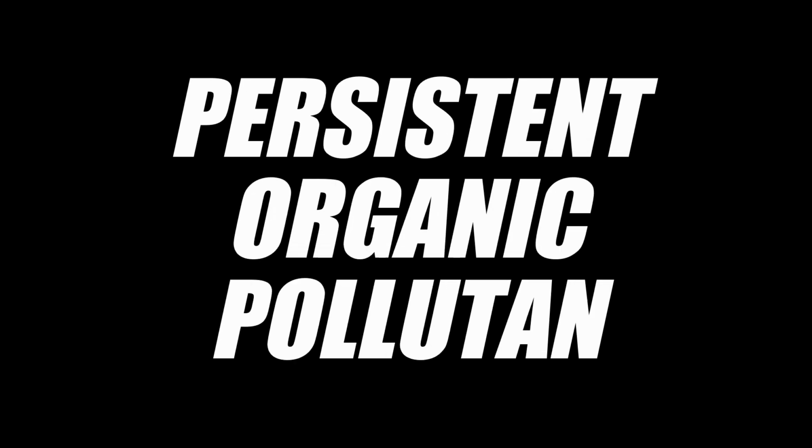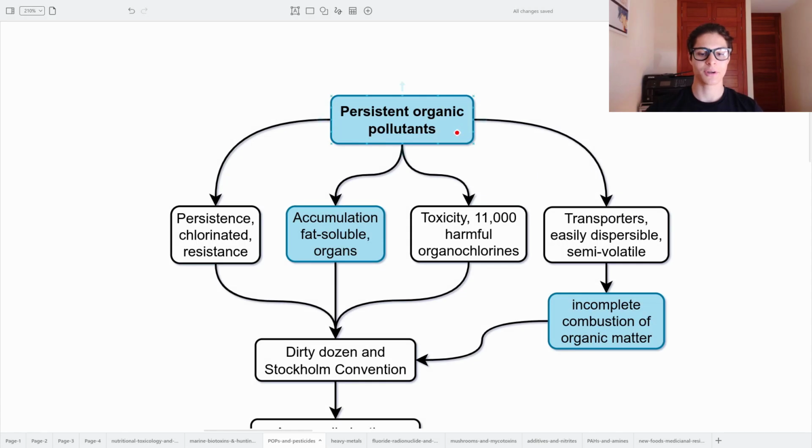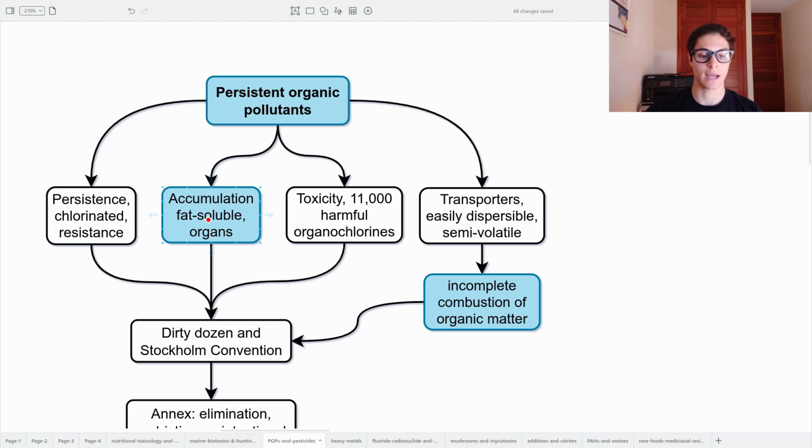So let's begin this video by taking a look at the persistent organic pollutants. So, persistent organic pollutants. What do they have in common? Well, persistence, they are chlorinated, and they are resistant. They accumulate very easily because they are fat soluble, so they accumulate in organs. The toxicity? Well, we have 11,000 harmful organochlorines.